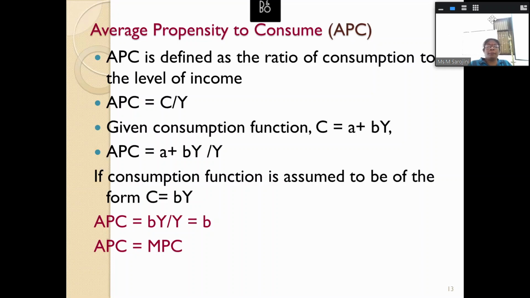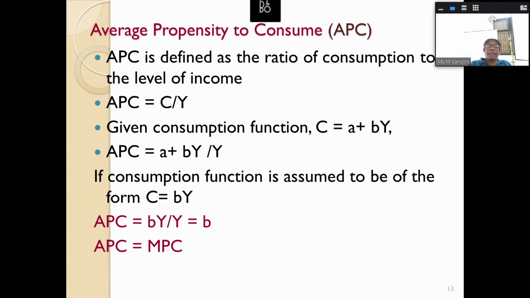Also, we can further explain: if the consumption function is equal to A plus BY, that we already assumed, the APC is equal to (A plus BY) divided by Y, right? Because A plus BY is equal to C. Also, if the consumption function is assumed to be of the form C is equal to BY, without autonomous consumption, the APC is equal to BY divided by Y, that is equal to B, right?